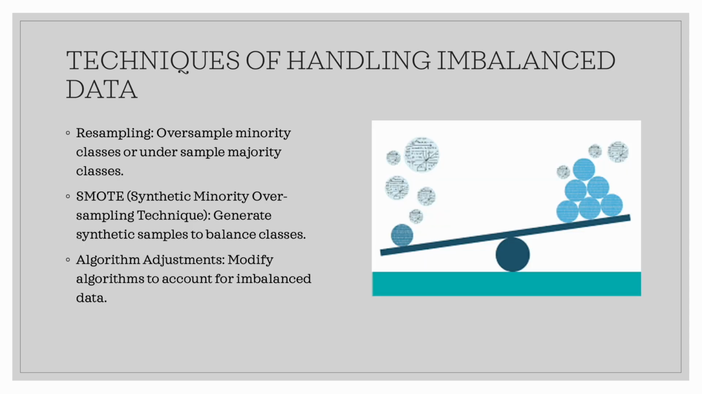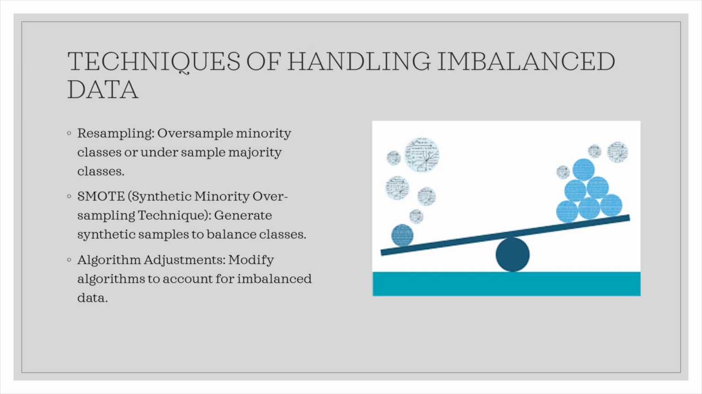Coming to the next slide, techniques of handling imbalanced data. Resampling: oversample minority classes or undersample majority classes. SMOTE, synthetic minority oversampling technique. It generates synthetic samples to balance classes. Algorithm adjustments. Modify algorithms to account for imbalanced data.